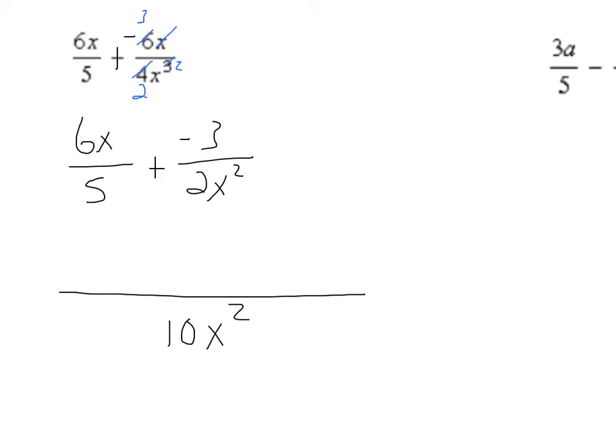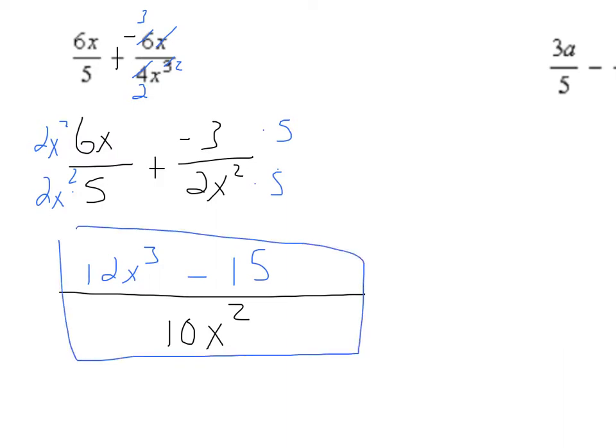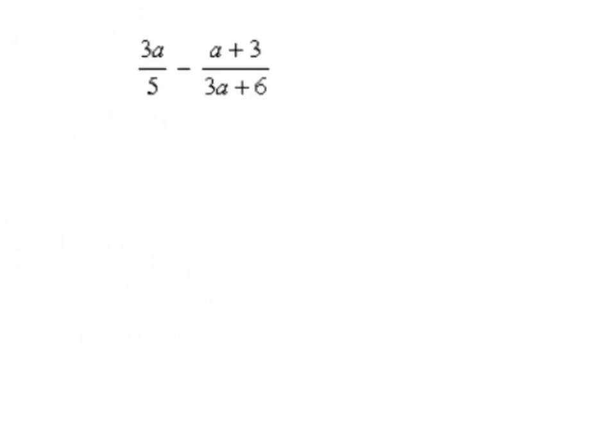Now I have to change each one. The first fraction is a 5, it needs to become 10x squared. So I need to multiply it by 2x squared, top and bottom, and we get 12x cubed. Second fraction needs to become 10x squared, so I multiply top and bottom times 5, and I get minus 15. And that is our simplified fraction after addition, or subtraction rather.